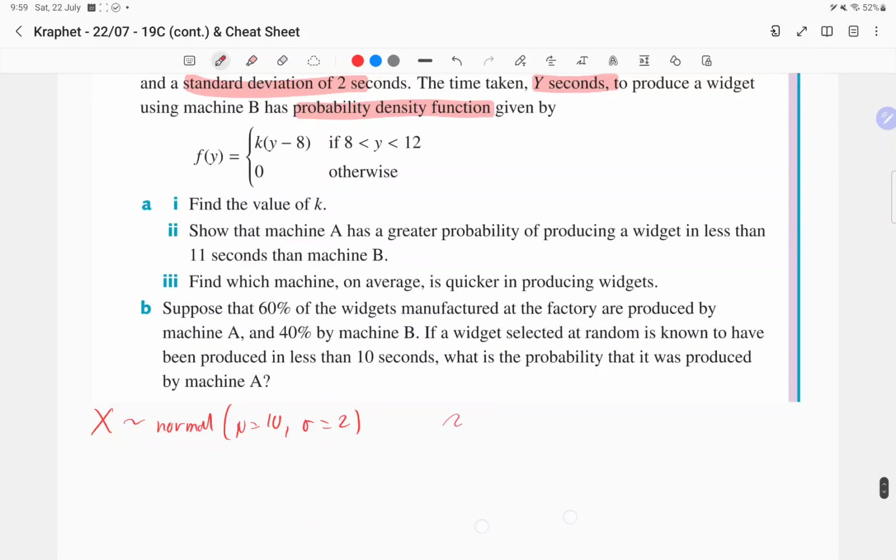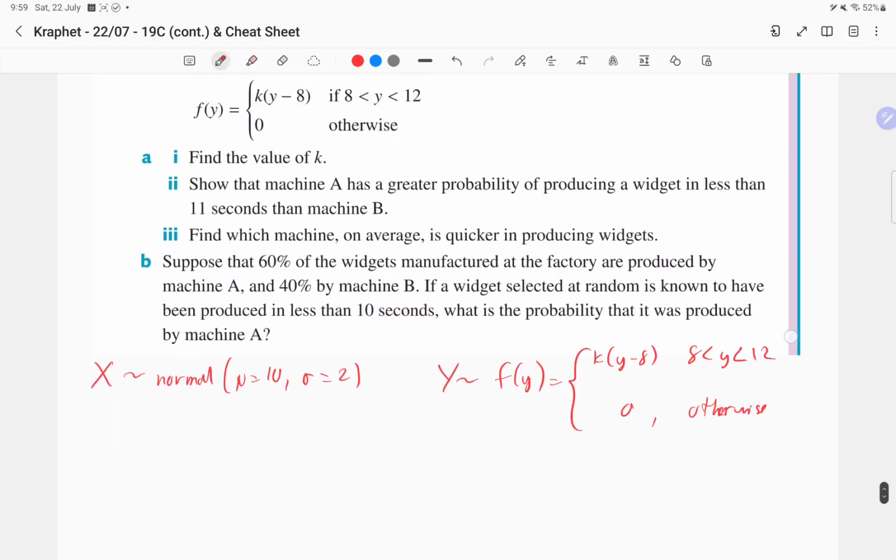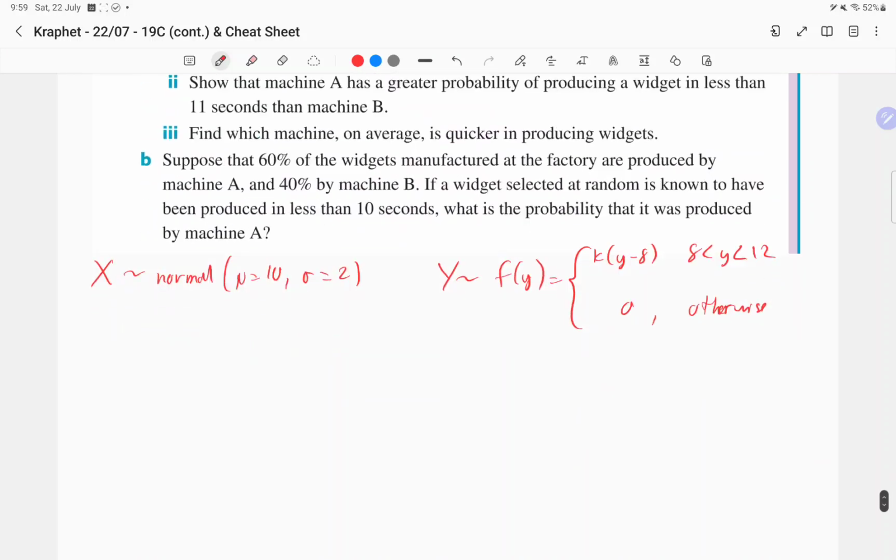And then the time taken Y for machine B has a PDF. So Y is a PDF: f(y) is k for 8 less than y less than 12, and 0 otherwise. Find the value of k. Looking at question A, find the value of k is pretty simple. Just antiderive it. You antiderive f(y) from start to end dy and make that equal to 1, and then solve for k.